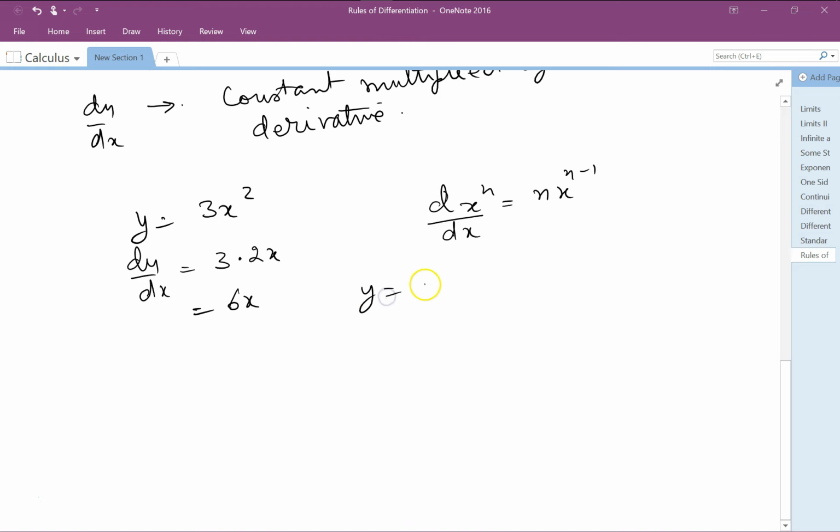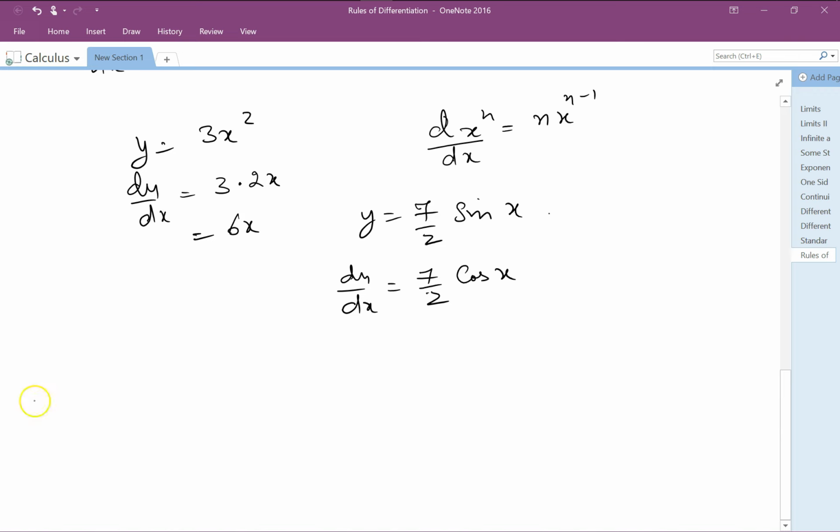So y is equal to 7 by 2 sin x. So dy by dx would be 7 by 2 times the derivative of sin x, which is cos x. Okay, let's look at the next one.